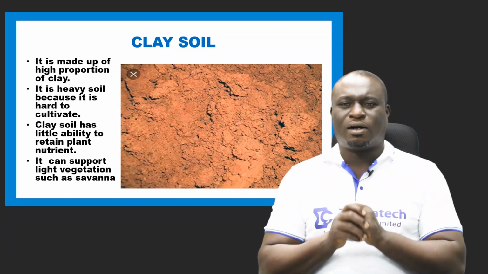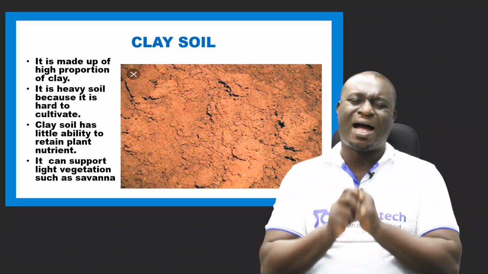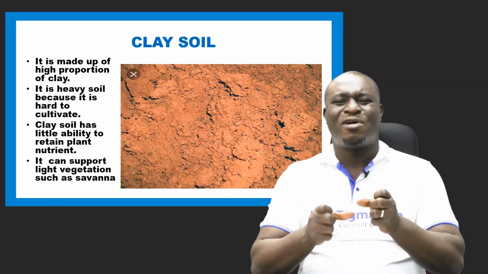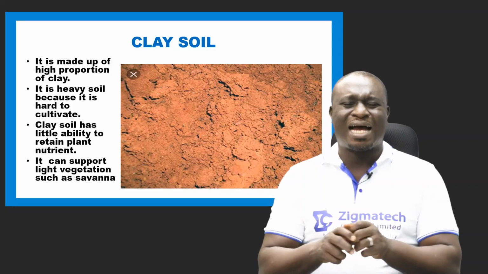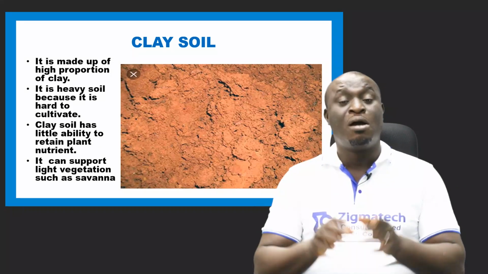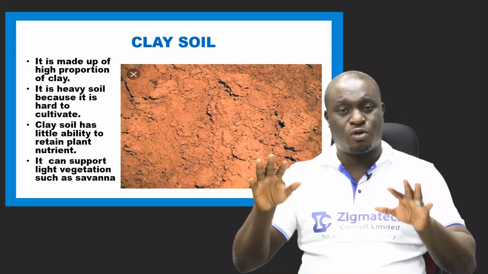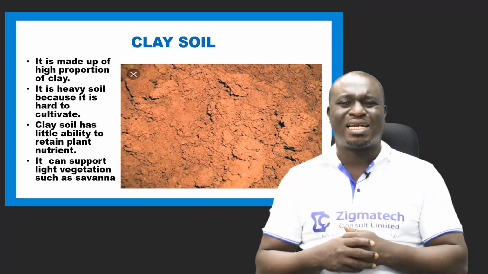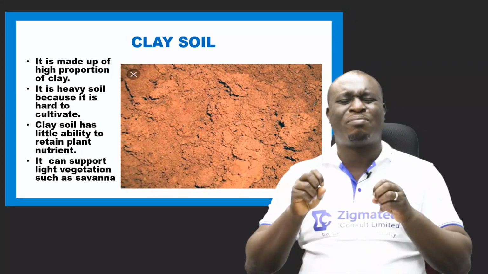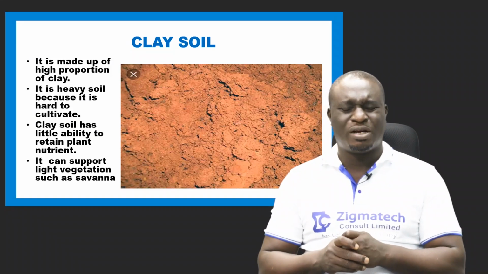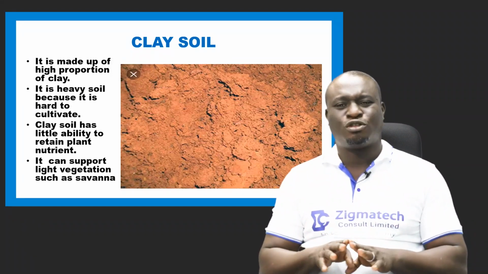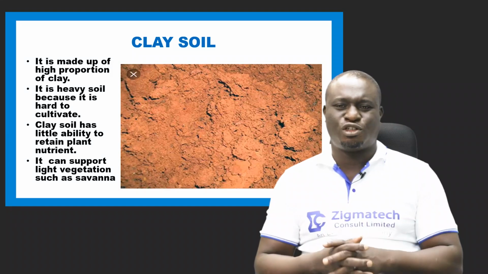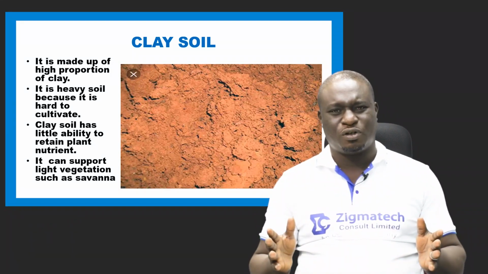The next type of soil is called clay soil. Clay soil is made up of a high proportion of clay. It is also heavy soil and hard to cultivate, mostly when it is dry from being wet. Then the third thing to take note about clay soil is that it has little ability to retain plant nutrients. Another thing about clay soil is that it can support light vegetation, and you see it in areas like savanna.